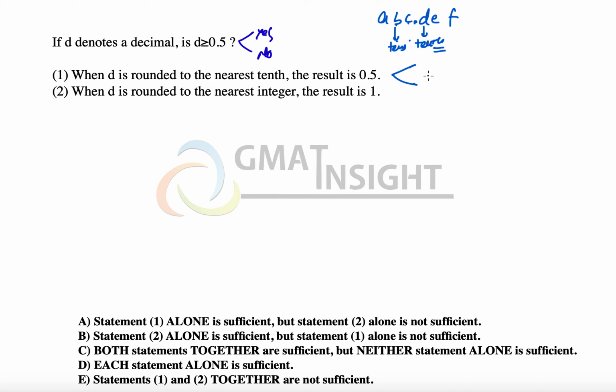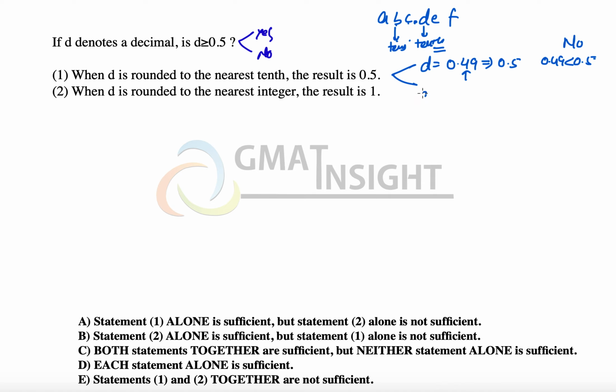Now there are various possibilities of d that we can look at. For example, d could have been a value such as 0.49, because when it is rounded to this place, the number becomes 0.5. And this 0.49 is less than 0.5. That means the answer to the question would be no, d is not greater than 0.5.